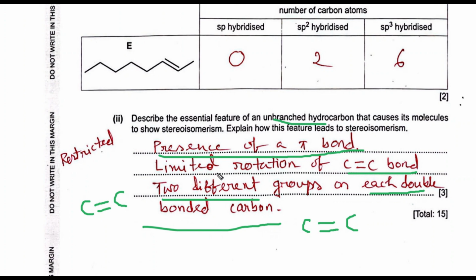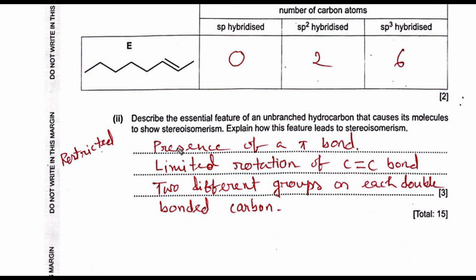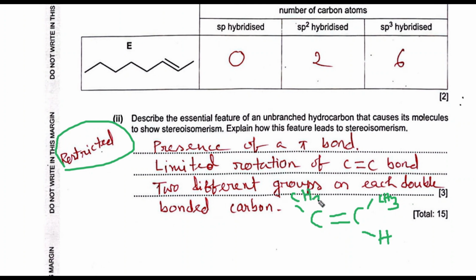This is the answer. There is restricted rotation around the carbon-carbon double bond, and every double bonded carbon contains two different groups. That means molecules must have a carbon-carbon double bond, and if one carbon contains CH3, the other needs a different group, say hydrogen. If this contains CH3, this contains a different group, hydrogen. So every double bonded carbon contains two different groups.